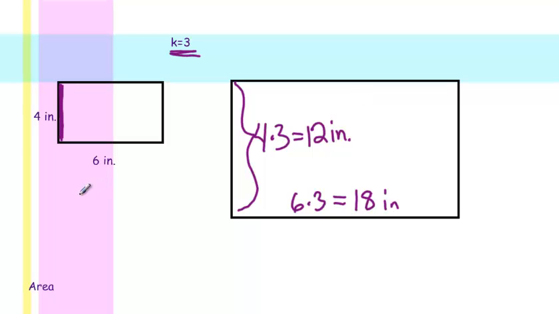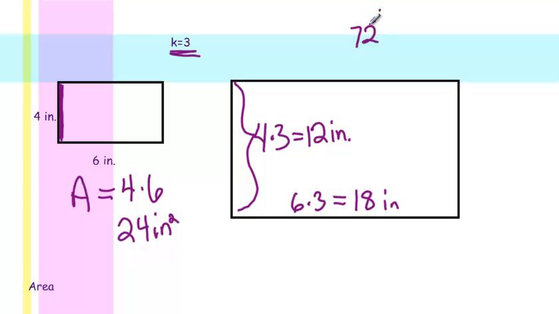Well, let's look at the area and what happens there. The area in this small rectangle is 4 inches times 6 inches, or 24 square inches. We can't just multiply 24 times 3 to get the area here. That's not going to work. 24 times 3 is just 72, and I'll tell you now that that's not going to be the right answer. So let's try and figure out what it is.